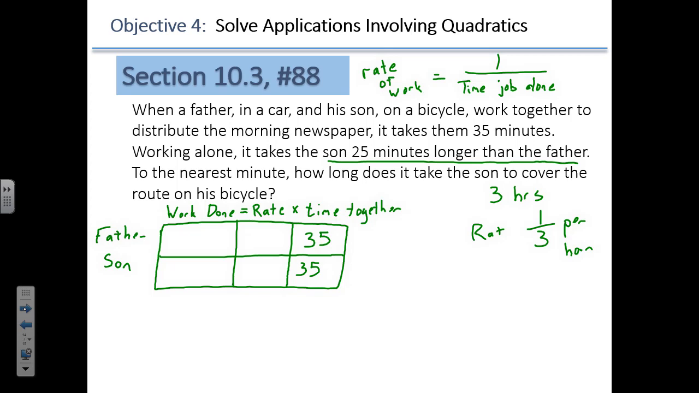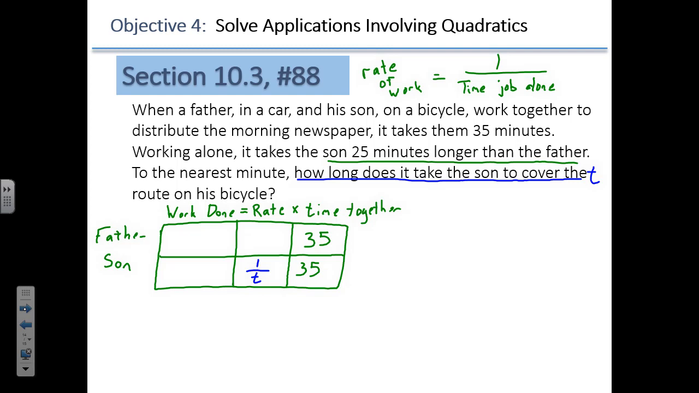Now we don't know the time for each individual person, but we do know this. We want to know how long it takes the son to do the job on his own. Let's call that the time t. That's what we're looking for. Then the son's rate of work will be 1/t.